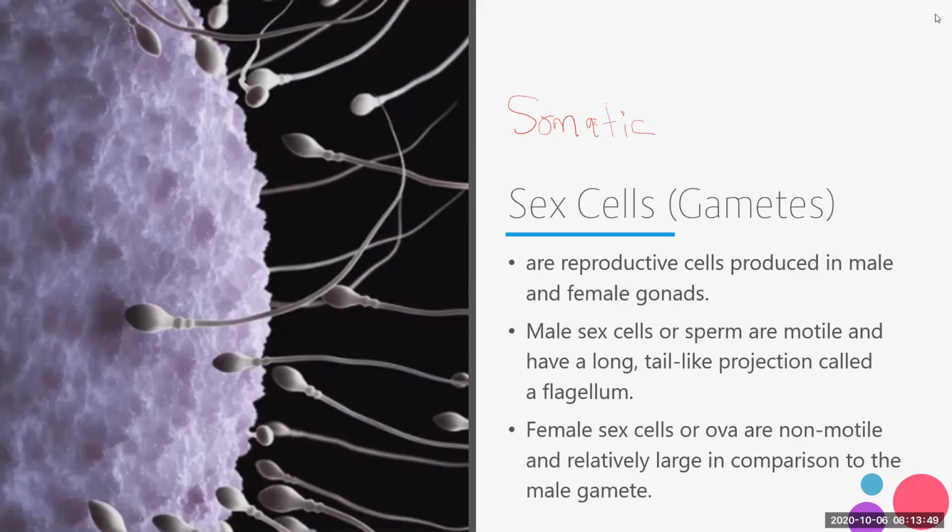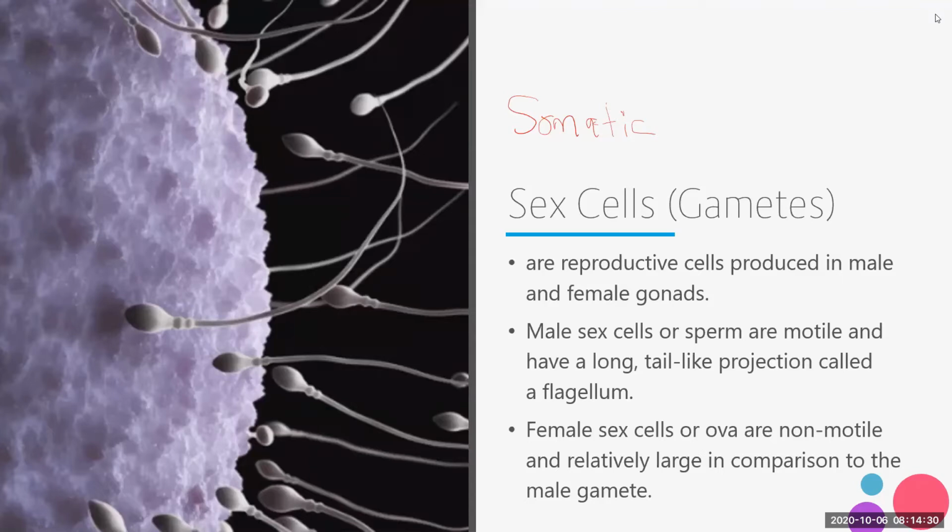So for the male sex cells, we call them the sperm. The sperm are motile, which means they're capable of movement. So pwede sila mag-move. And also, they have a long tail-like projection called the flagellum. So mayroong tail yung sperm, and that will be used for locomotion. In terms of size, it's relatively small compared to the egg cell, if you can observe sa illustration natin. In terms of number naman, mas madami siya compared to the egg cell.